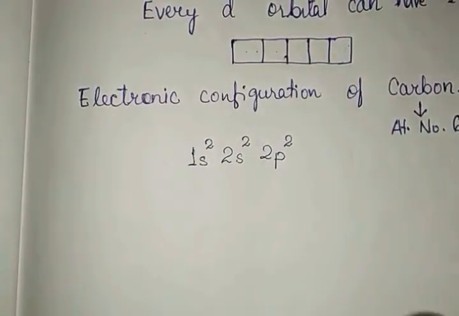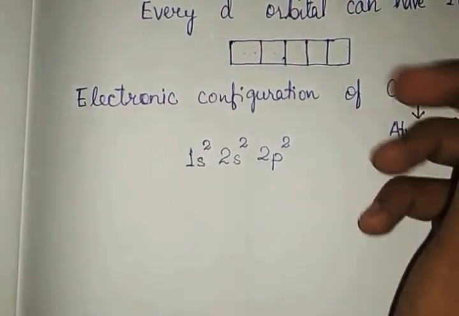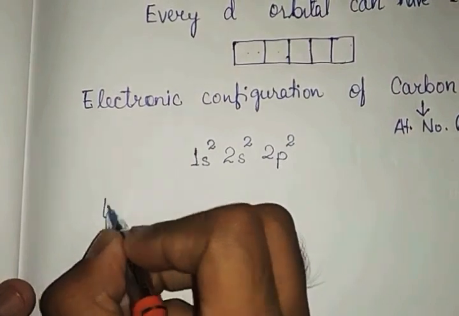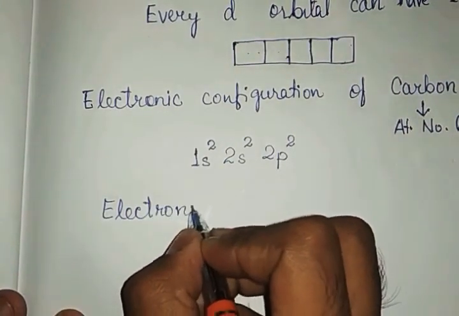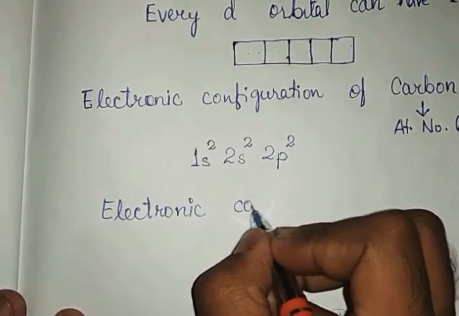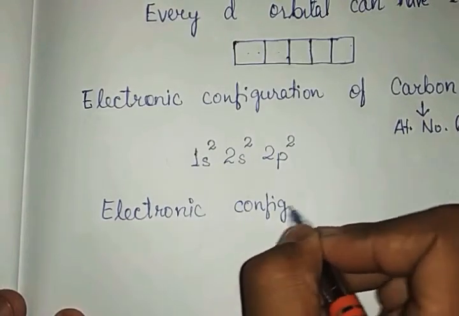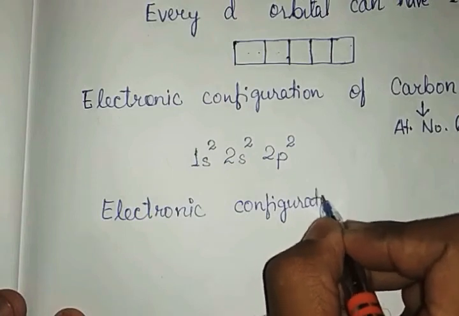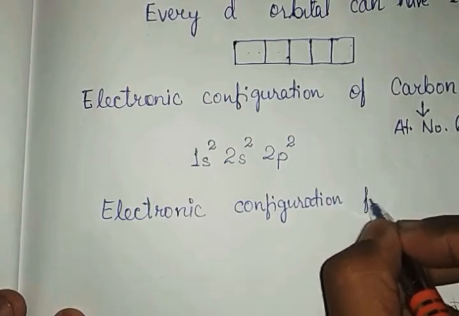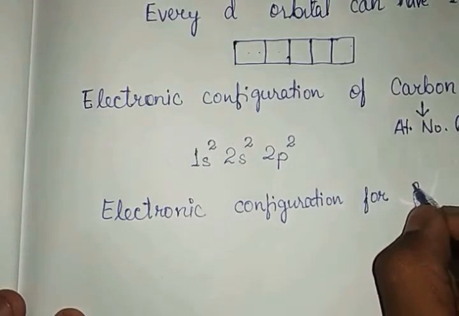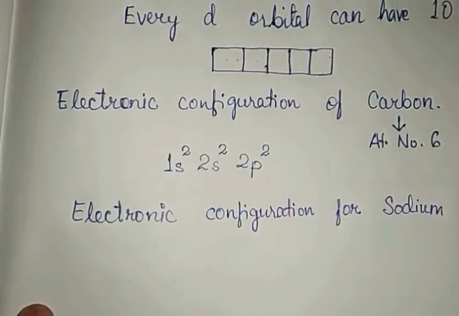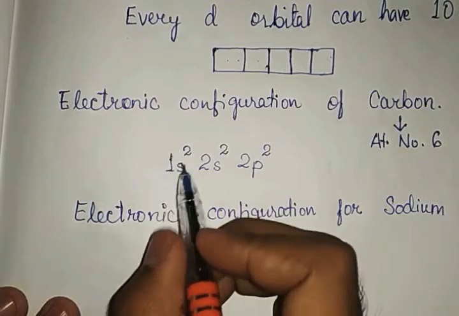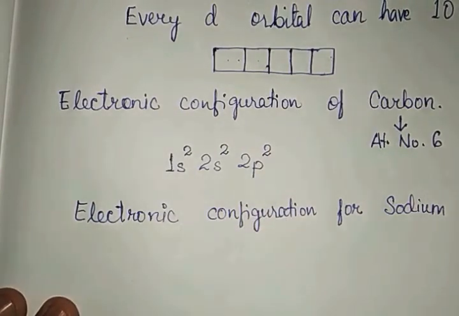Let's see another. We have written the electronic configuration for carbon. Then let's write down now the electronic configuration for a bigger element, for sodium. So electronic configuration for sodium. Then what is the sequence? The sequence is the same. It will be the same in every case.